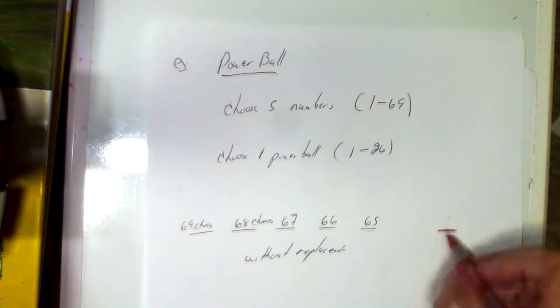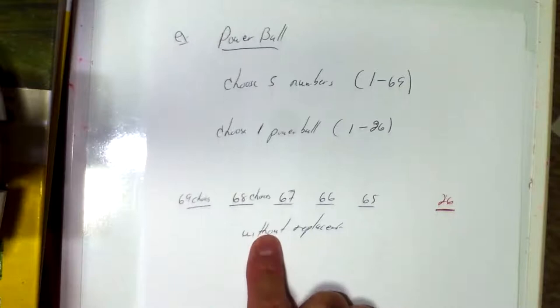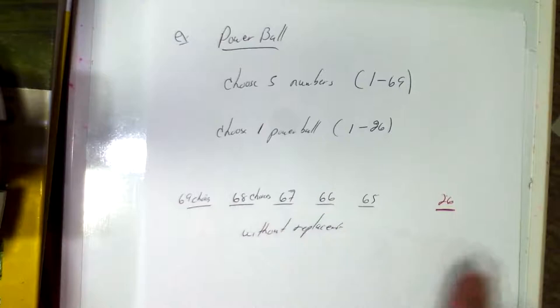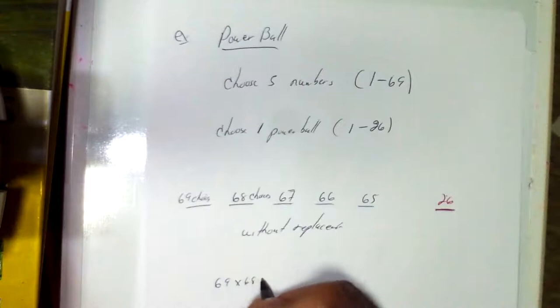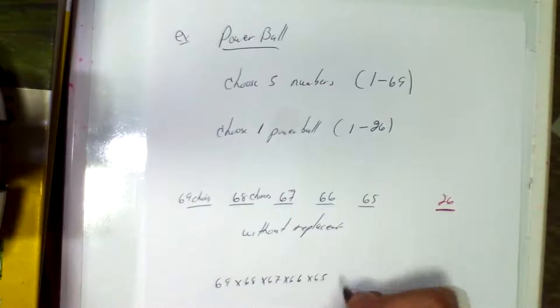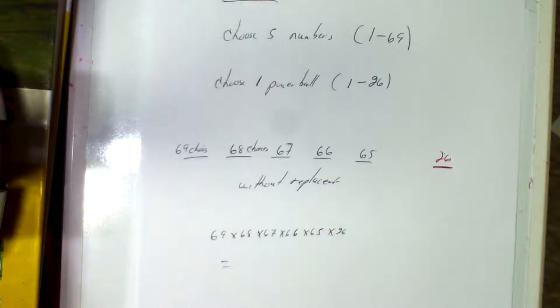Right? So if I want to figure out and calculate the probability of me winning the jackpot for the Powerball, all you have to do is multiply all six numbers, and that'll tell me the odds of winning. So let's multiply 69 times 68 times 67 times 66 times 65 times 26. And that'll tell me the odds. In other words, this number is going to give me how many different combinations of sets of six numbers can be generated from this game.